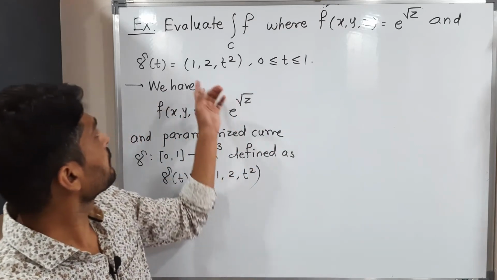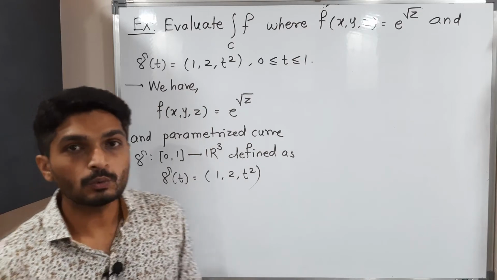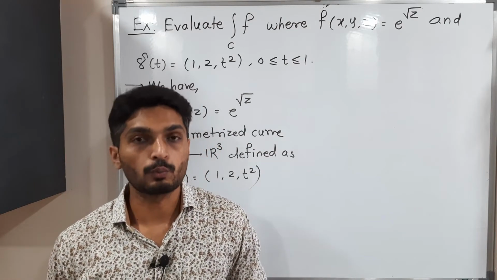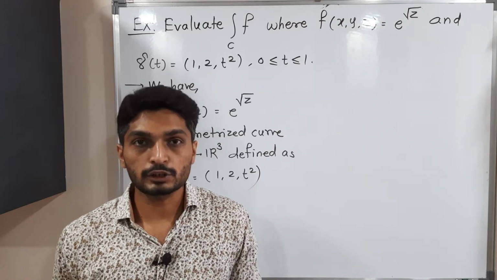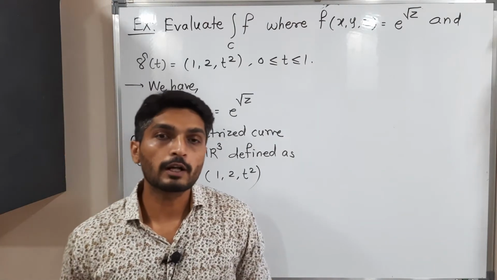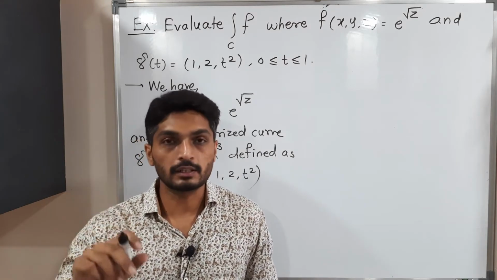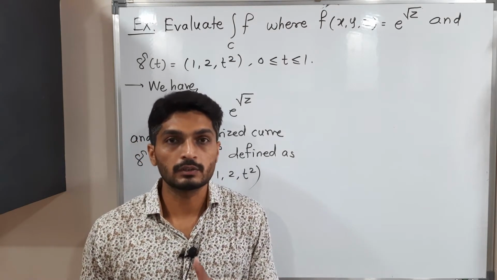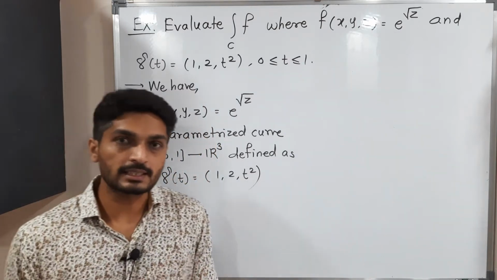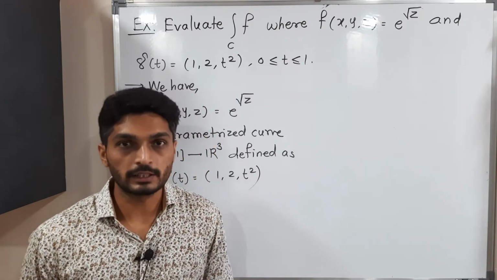Here the parameterization gamma of t is equal to (1, 2, t square), and t varies from 0 to 1. So we have a parameterization and a function, and I have written both things here. We have to find the value of the line integral of f over the given curve C. Let us start by finding some basic things, and then we will go for the actual integral.